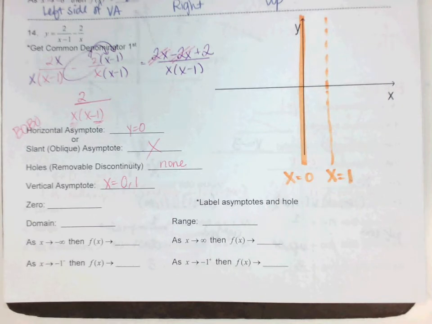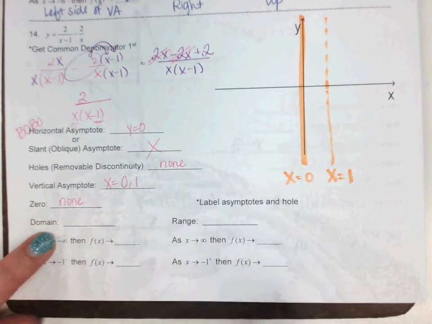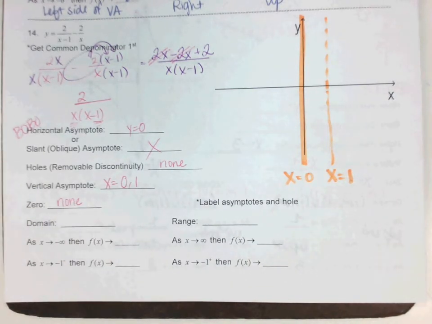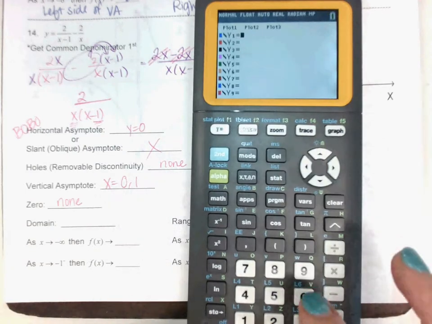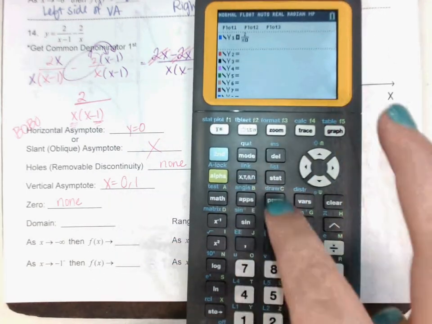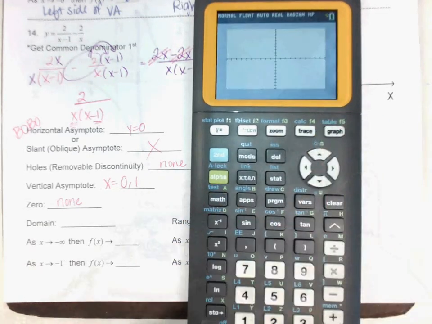Now, the next thing you need to look for is the 0. 0 should be left over on the top. Were there any x's left on the top? None. Okay, from there, some of y'all picked it up, some of y'all didn't. I'm going to just graph it in here to see what it looks like. Okay, so here we go. I'm typing in y equals 2 over x minus 1. Okay, here we go. We're going to look at the graph. Ready?